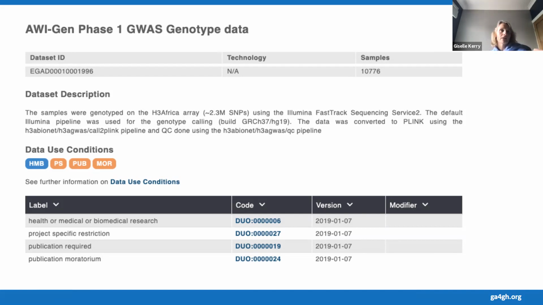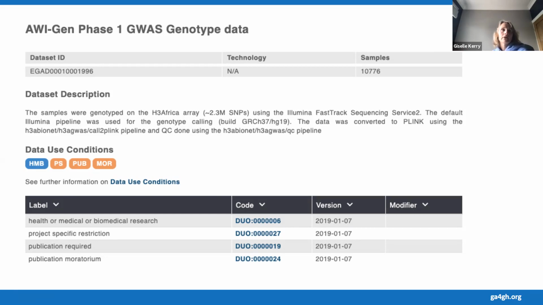So as I said in the previous slide, this is stipulating that after they've worked with the data themselves, they then need to also publish on it for the greater good, so the rest of the scientific community can see it. And another one, which Hayley touched on earlier as well, is the publication moratorium.